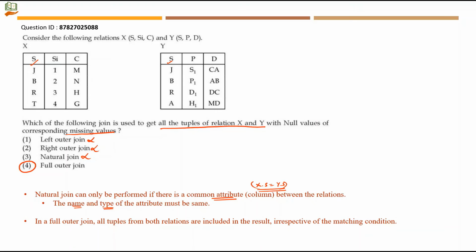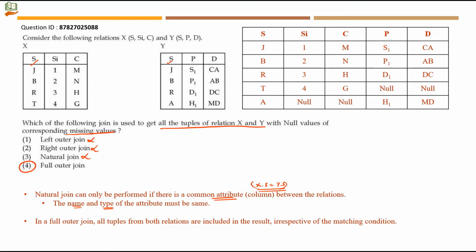Now let's see the result of full outer join. So we have included S, Si and C from X and S, P and D from Y. So J, B, R, T, A. All the tuples are taken. For T we don't have corresponding values in P and D, so we are filling them with null. So these are the missing values that are filled with null. At the same time, for the A record we don't have X related fields, so we are filling those with null. In fact, we are combining left as well as right joins together to bring this full outer join.